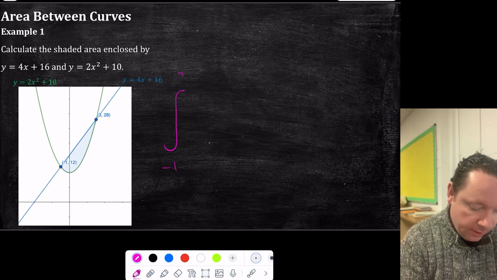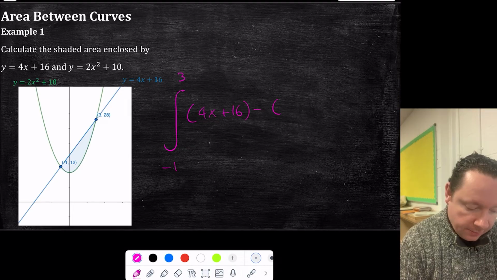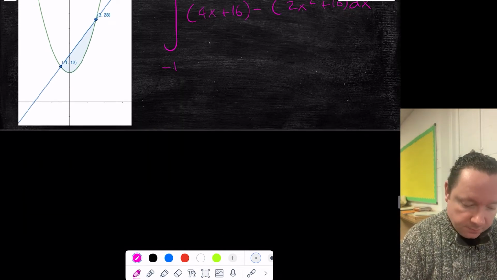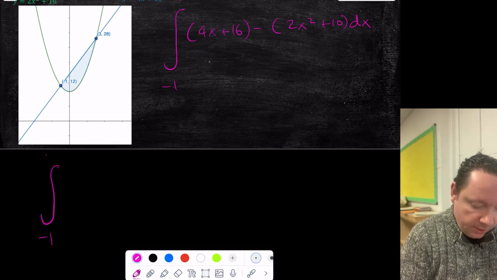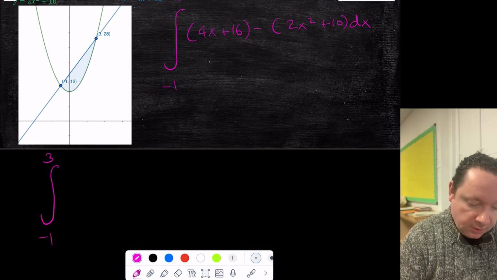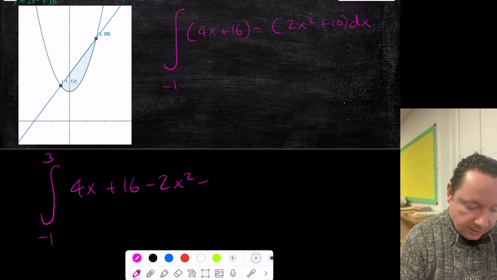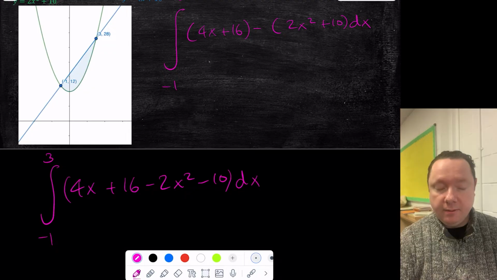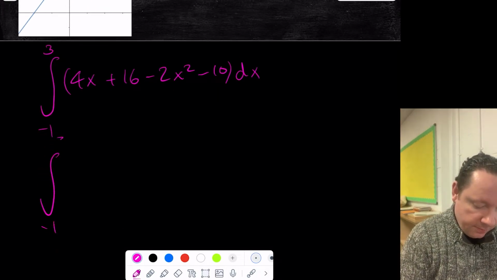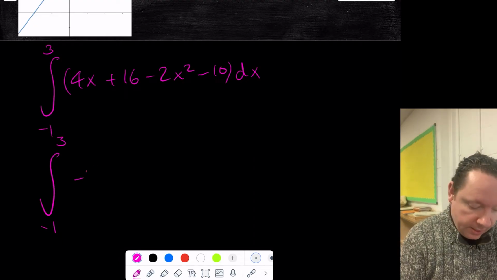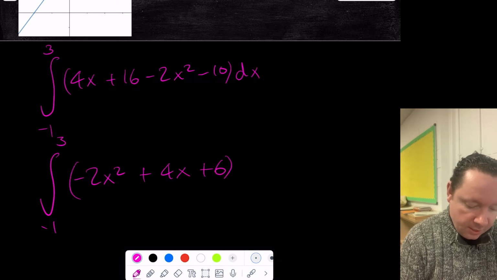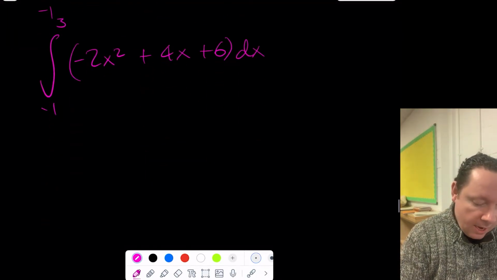The integral between minus 1 and 3 of 4x plus 16 minus the whole of 2x squared plus 10. Make sure you put brackets around it so that when you simplify it, you're getting your takeaways in the right place. So that gives me the integral between minus 1 and 3 of 4x plus 16. Let me just write it out longhand for us so we can really see this. Minus 2x squared minus 10 dx. And then we can just collect like terms. So that's the integral between minus 1 and 3. I'll write them in order of power. So I've got minus 2x squared, I've got plus 4x, and then 16 minus 10 is 6, so plus 6. And now I can just integrate as normal. Add 1 to the power, you get x cubed.